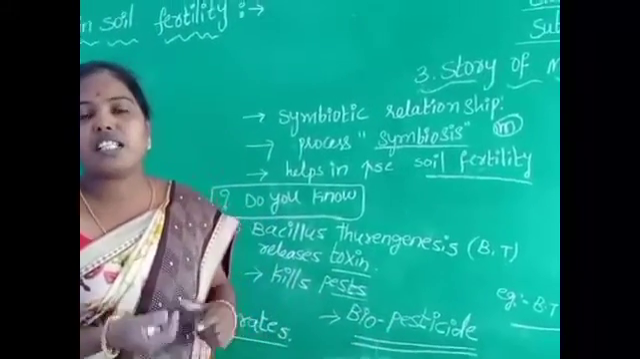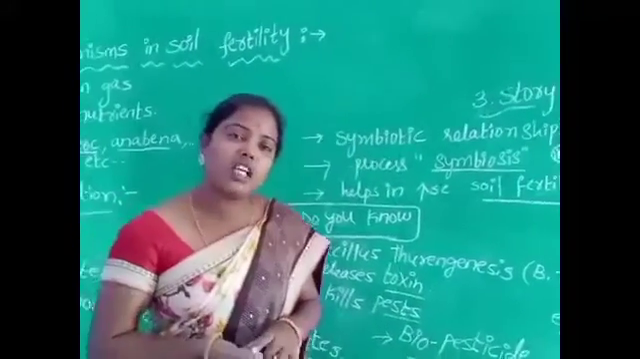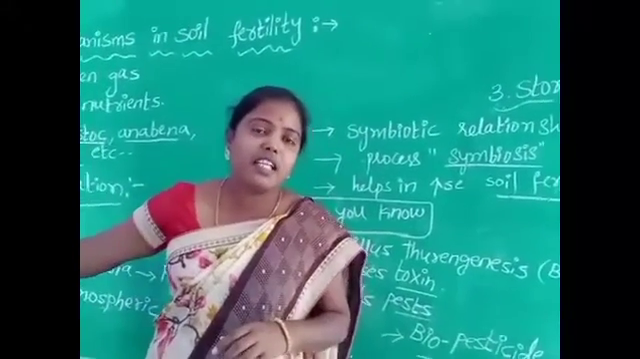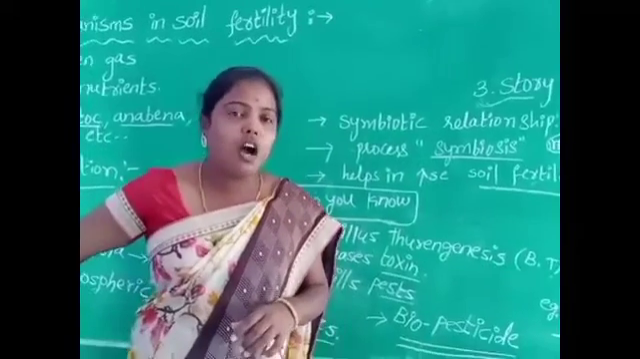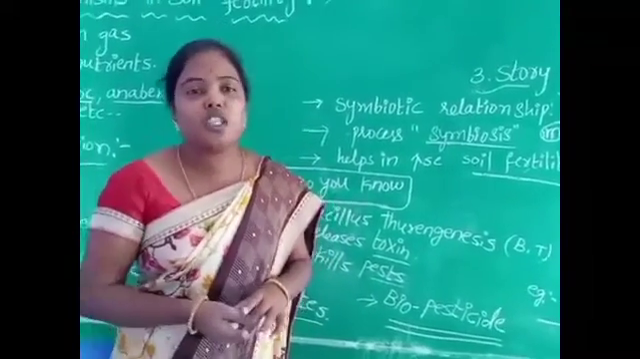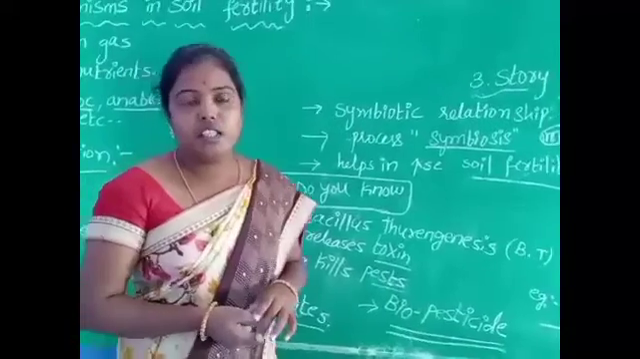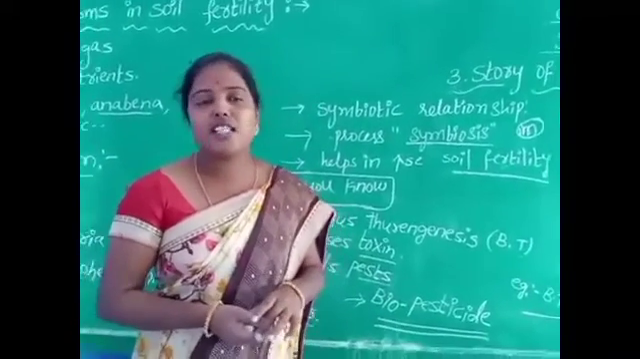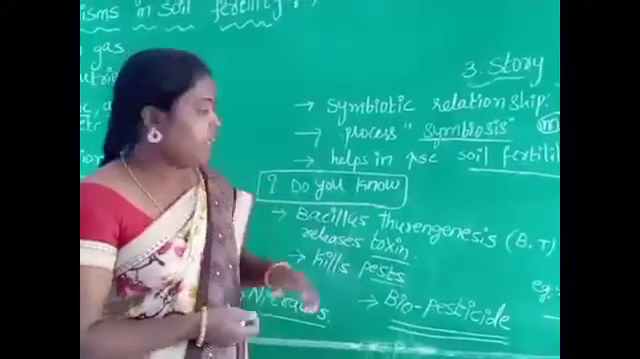Children, we are discussing useful microorganisms. Here rhizobium bacteria is useful. How? Rhizobium bacteria absorb atmospheric nitrogen and convert it into nitrates. These nitrates are very essential to plant growth. Next, Bacillus thuringiensis.